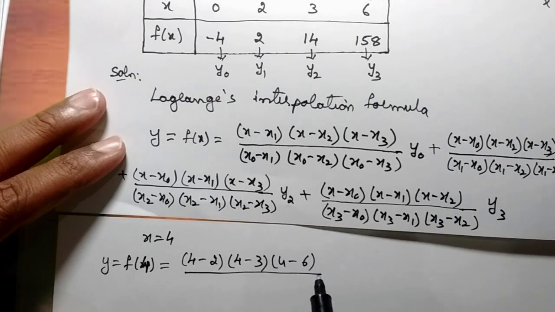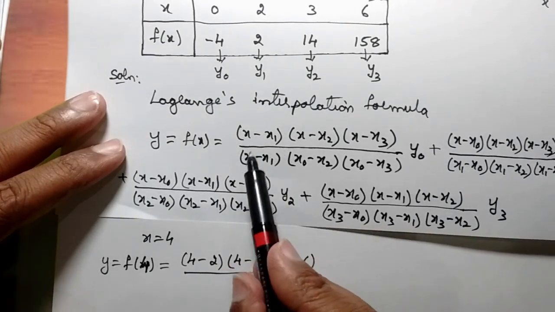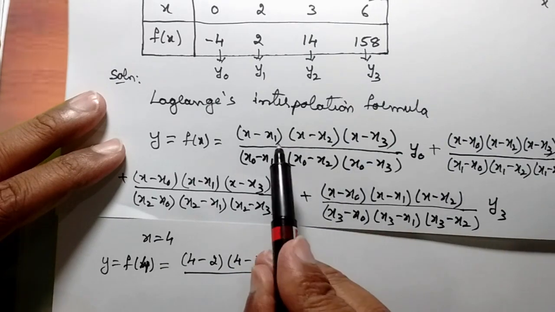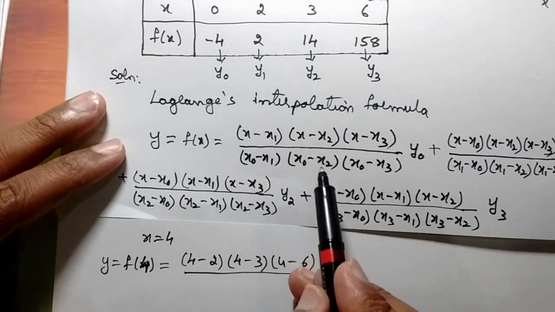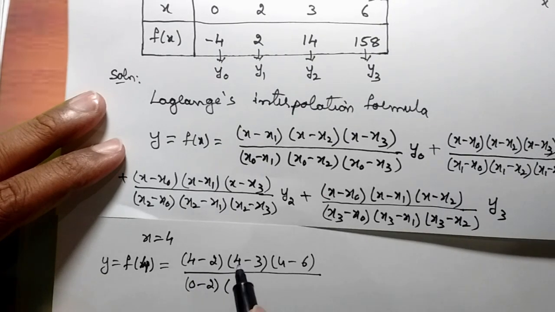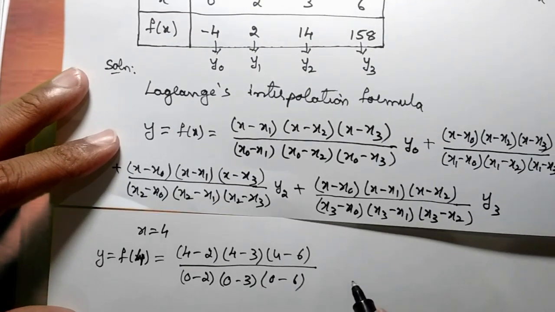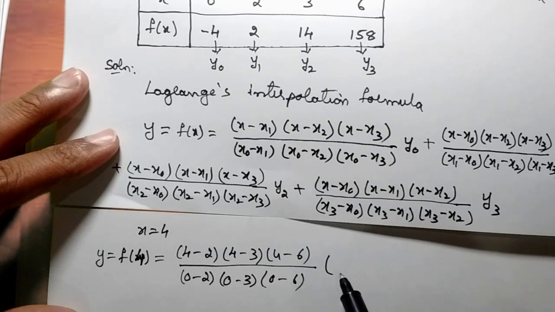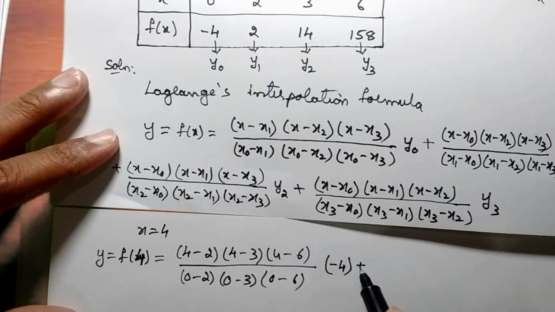Whole divided by, because as you know in the formula only x will be changing here. These values will remain x1, x2 and x3. So you can just see this numerator value and just replace this x value by x0. What will be x0? It will be 0. So 0 minus 2, this will be 0 minus 3, this will be 0 minus 6. You can save time by writing this way. Into y0 value. Into y0, it will be minus 4. Plus.